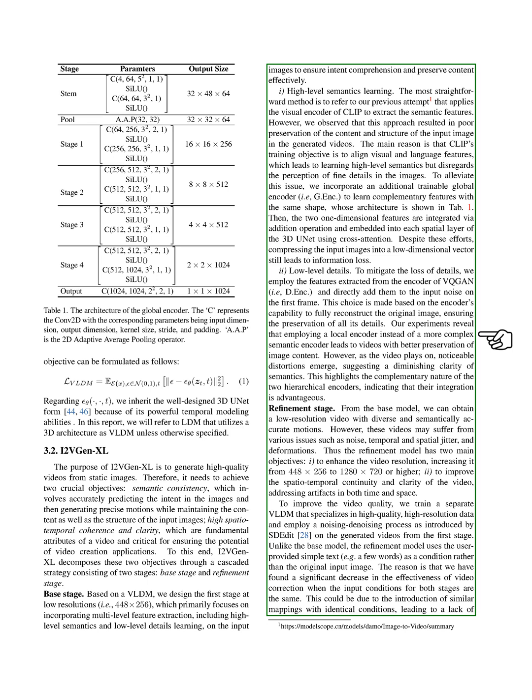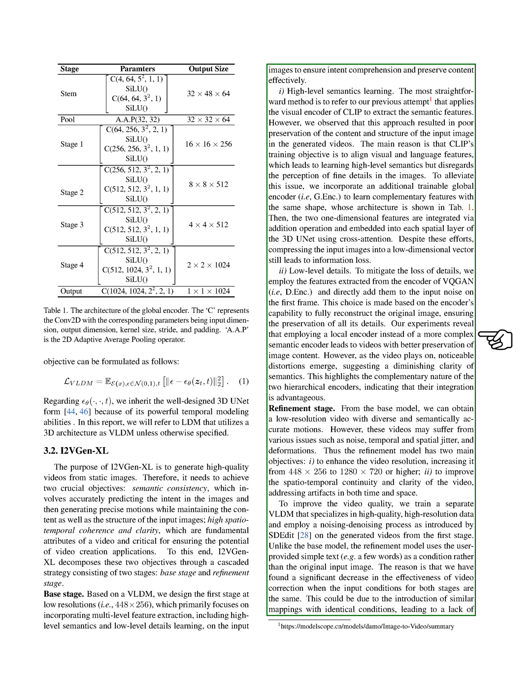However, we found that this approach resulted in poor preservation of the content and structure of the input image in the generated videos. To address this issue, we incorporate an additional trainable global encoder to learn complementary features. Then, the two one-dimensional features are integrated via addition operation and embedded into each spatial layer of the 3D net using cross-attention. To mitigate the loss of details, we employ the features extracted from the encoder of VQGAN and directly add them to the input noise on the first frame. This choice is made based on the encoder's capability to fully reconstruct the original image, ensuring the preservation of all its details.